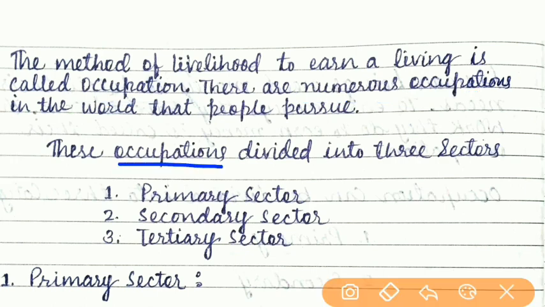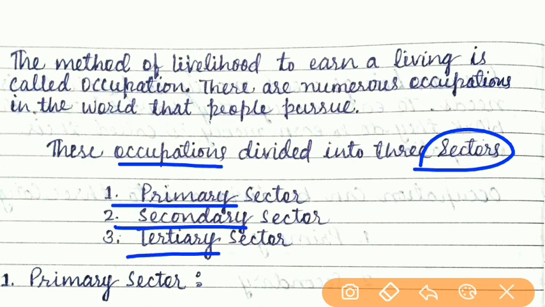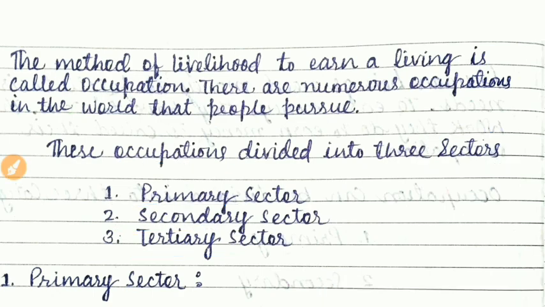These occupations are divided into three sectors. And what we have to do? We have to discuss the sectors. There are three types of sector, that is primary sector, secondary sector and tertiary sector. Primary sector is also called primary occupation, secondary sector is also called secondary occupation, and similarly tertiary sector is also called tertiary occupation.